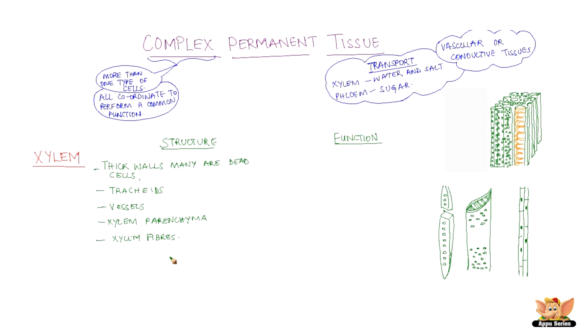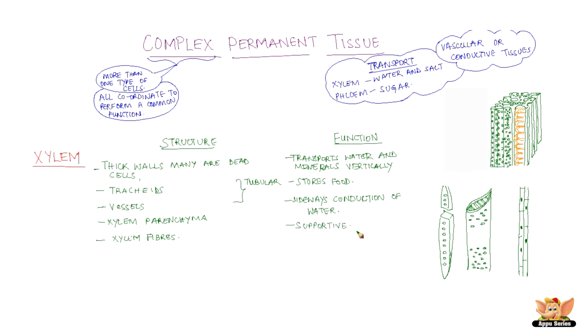Xylem consists of tracheids, vessels, xylem parenchyma, and xylem fibers. Tracheids and vessels are tubular that transport water and minerals vertically. Xylem parenchyma stores food and helps in sideways conduction of water. Xylem fibers are supportive in function.